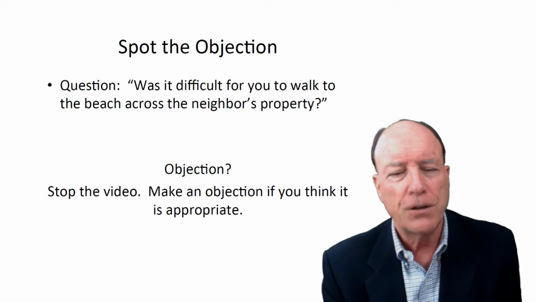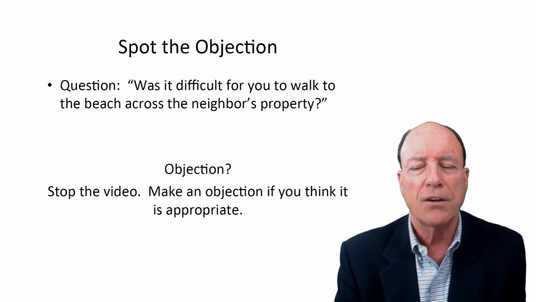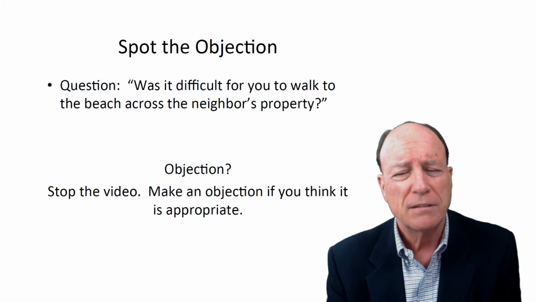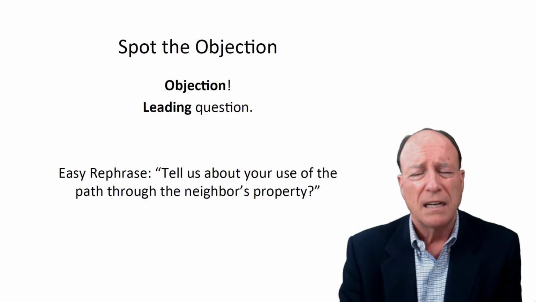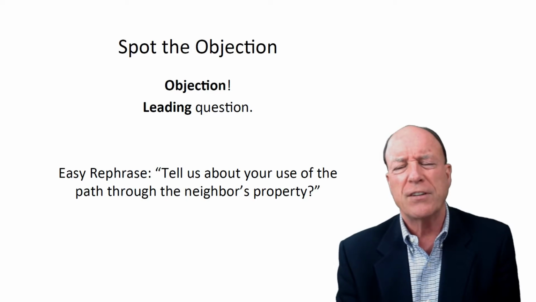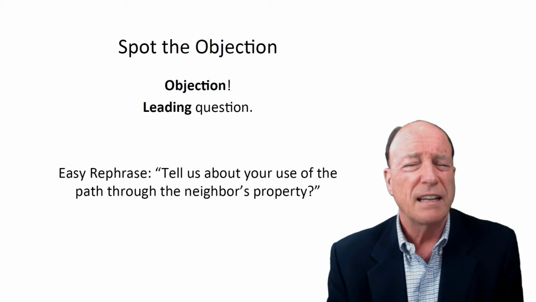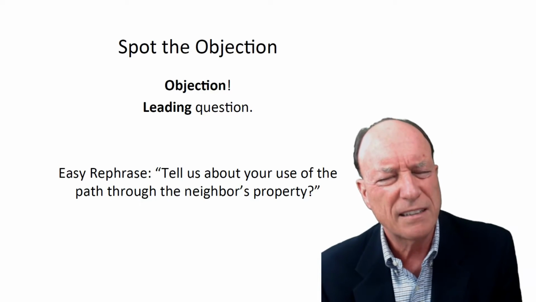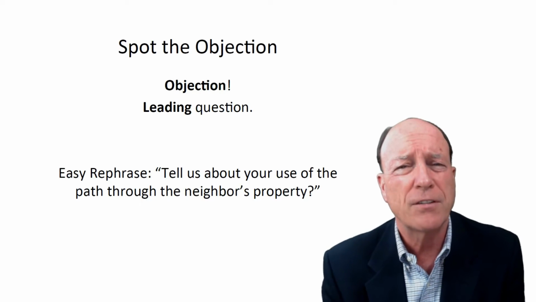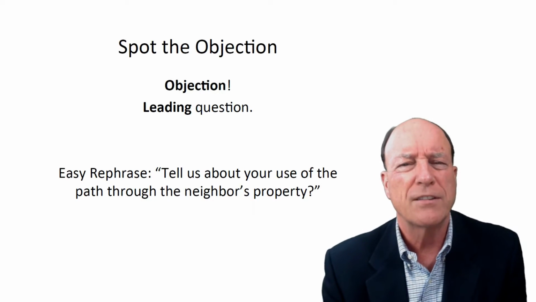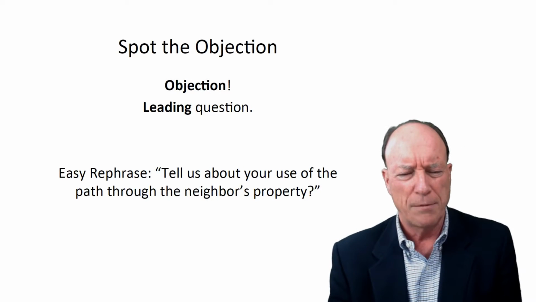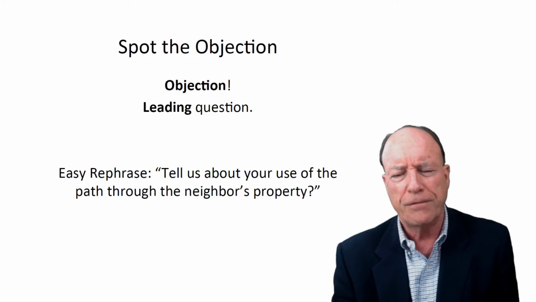Was it difficult for you to walk to the beach across the neighbor's property? How about that? Objection? Yes, leading. It's a leading question. The characterization "difficult" in the question is leading because it suggests to the witness the answer that you're after. You want the witness to testify that it was difficult to walk across the neighbor's property. It's an easy question to rephrase.